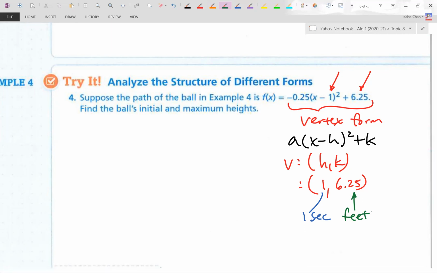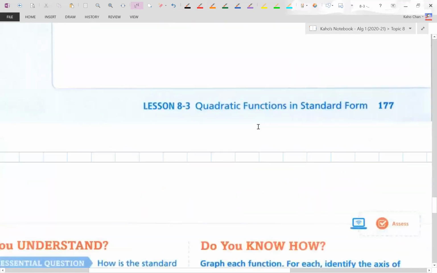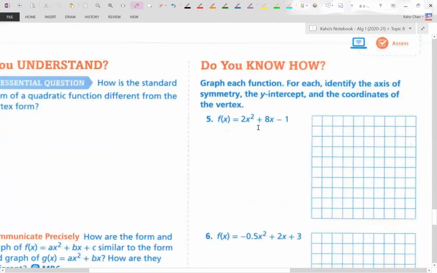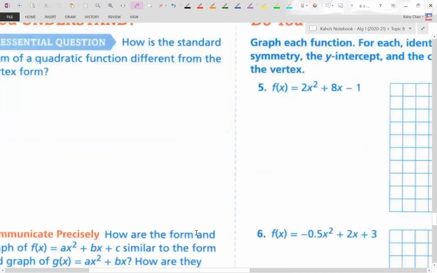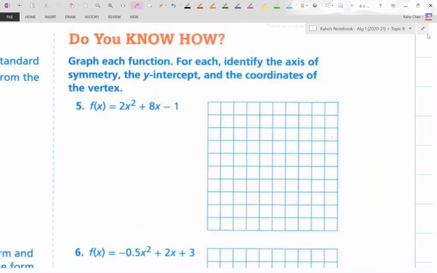All right, you guys ready for the last page? We're going to do 2 problems on the last page out of the 4 that's left. It's basically just following formulas. Here we go. Not too bad. Graph each function. For each, identify the axis of symmetry, the y-intercept, and the coordinates of the vertex. So those are the 3 main things for the standard form that we've been working on.